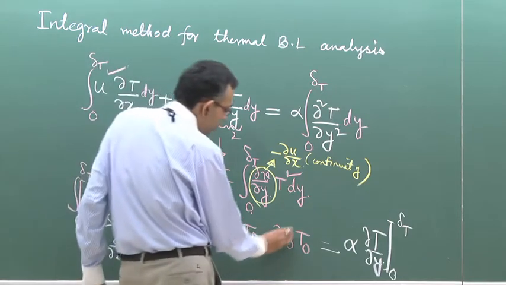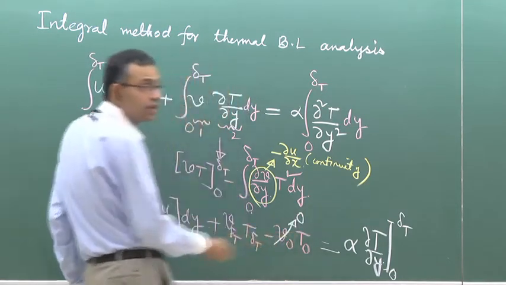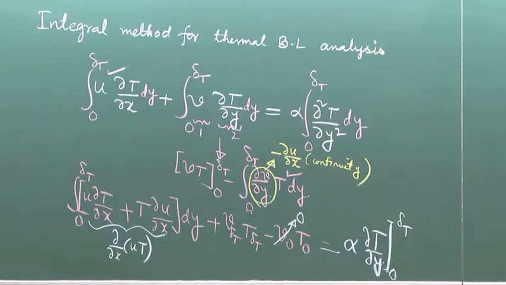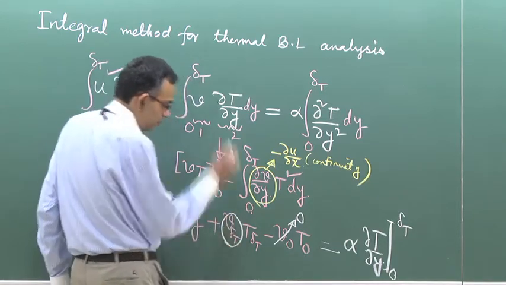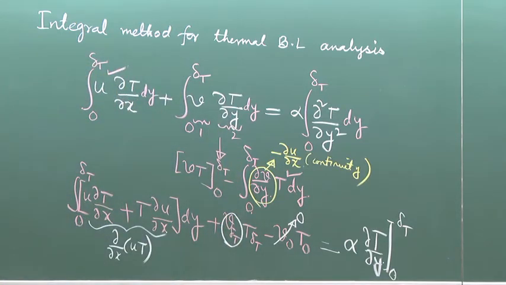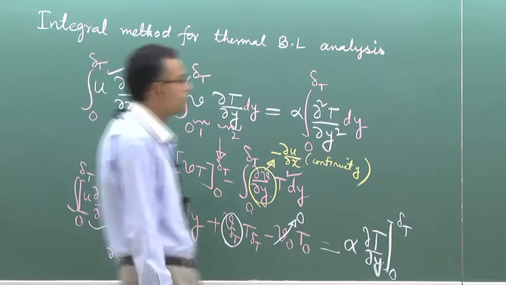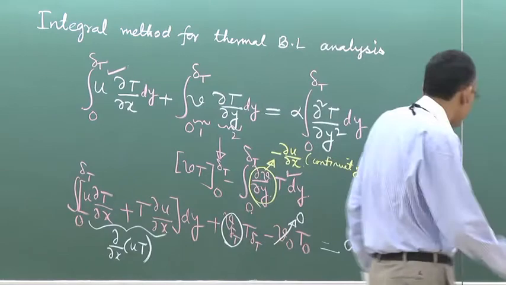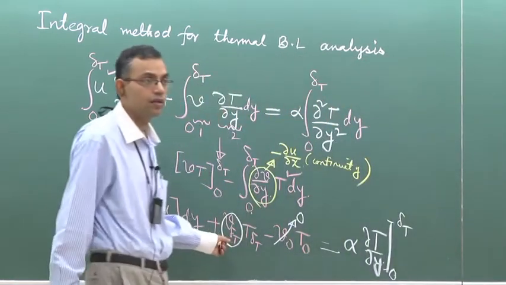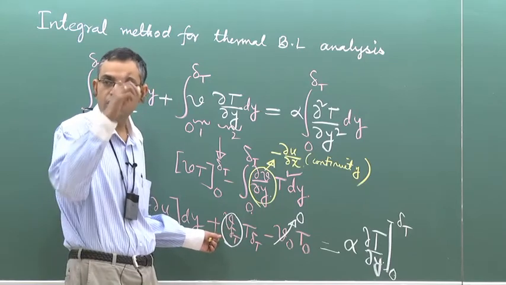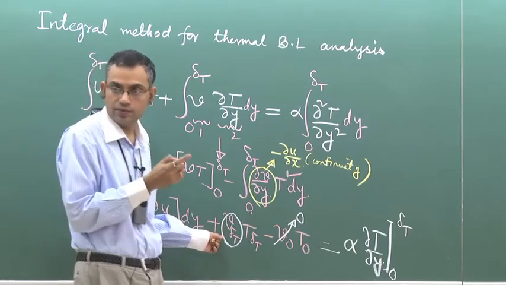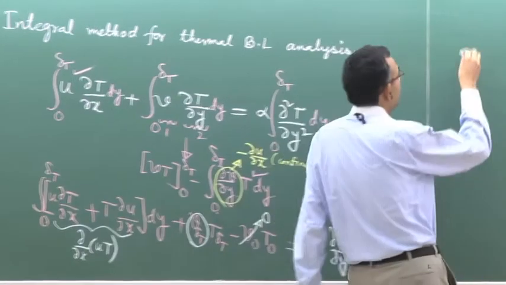This term is 0 because V0 is 0, the no penetration boundary condition at y equal to 0. So, we have to estimate what is V at delta t. So, how do we estimate V at delta t? We will use the continuity equation and integrate the continuity equation across the thermal boundary layer.